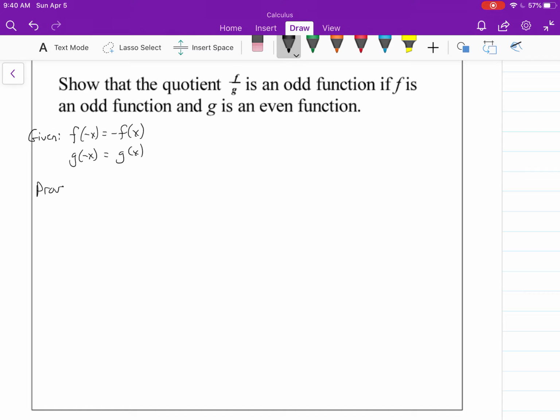And we want to prove that f over g of negative x, we're trying to prove the quotient is odd, so we're trying to show that that is negative f over g of x. So what we'll do is start with the definition of the quotient of a function. Well, that's simply f of negative x over g of negative x. And we'll put this in here. I don't know that we need to, as long as g of negative x does not equal 0.